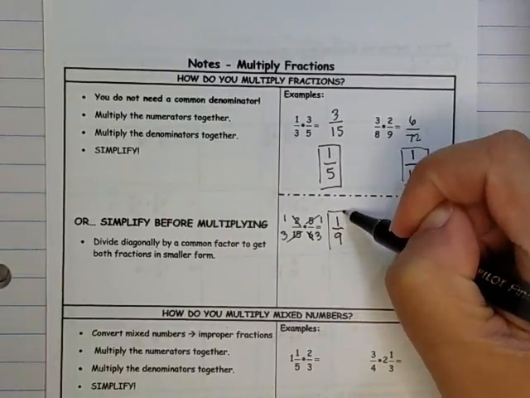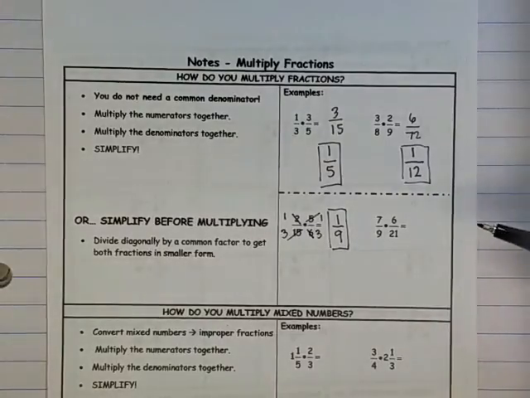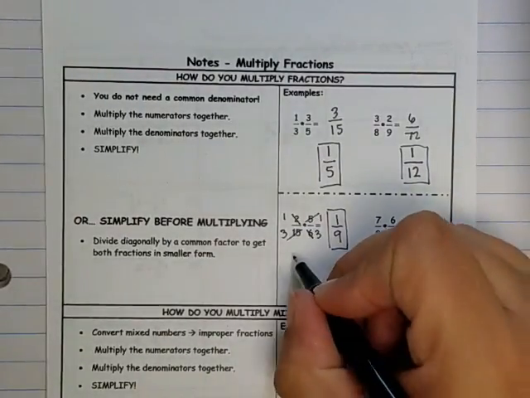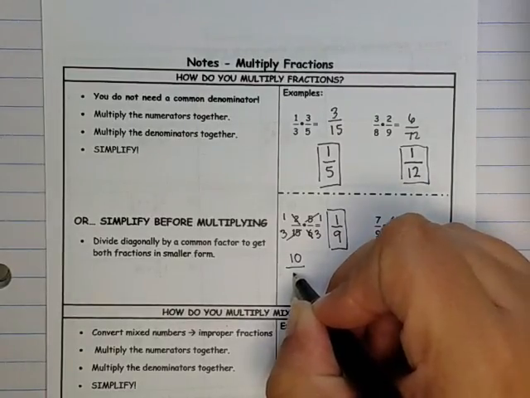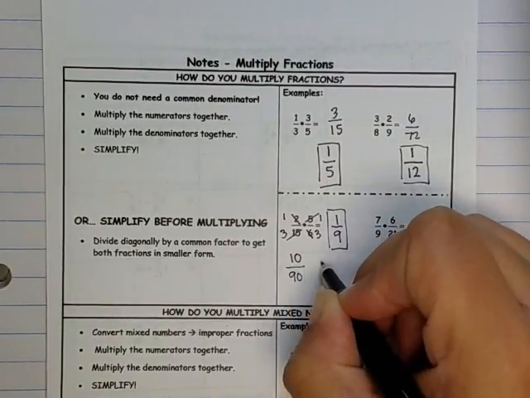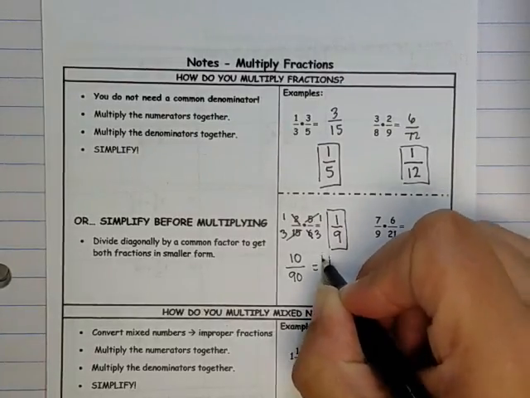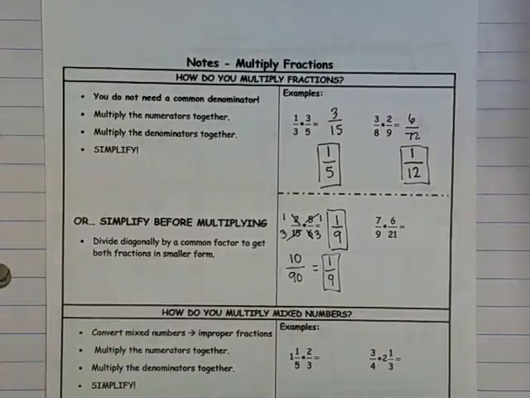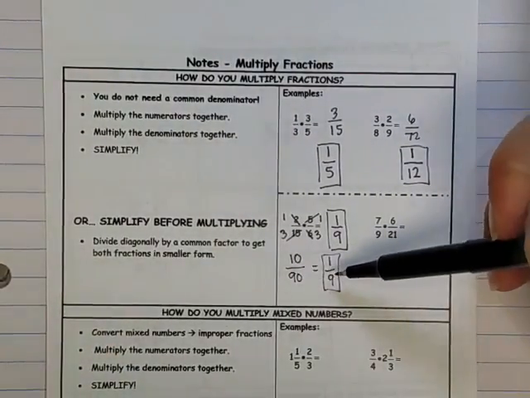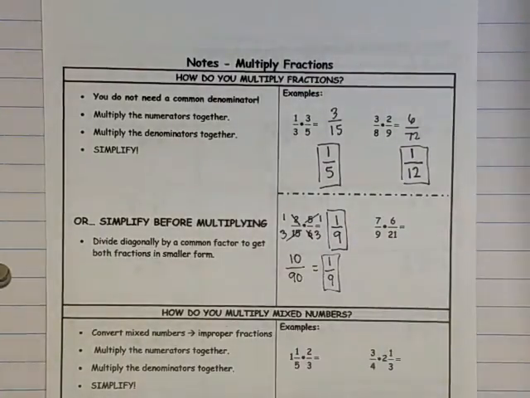Now, if that didn't make sense, let me show you what would have happened had we not simplified first and just simplified after. 2 times 5 is 10. 15 times 6 is 90. Both of these can be divided by 10, which still gets me 1/9. So I end up getting to the same answer both ways. Sometimes it's easier just to go ahead and multiply and then simplify. Sometimes it's easier to go ahead and simplify before you multiply.